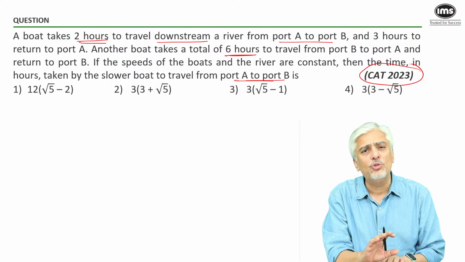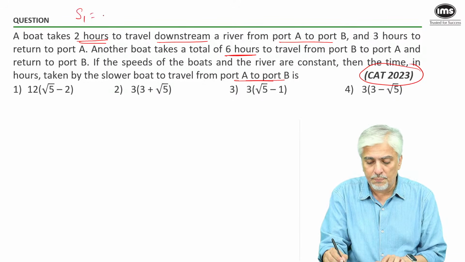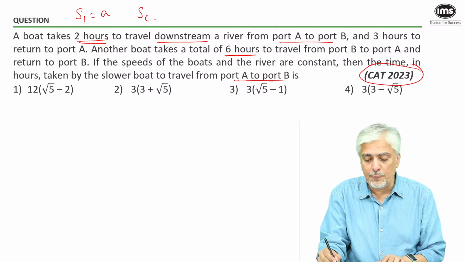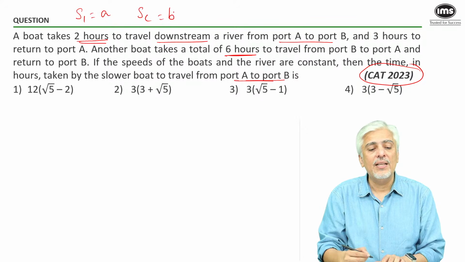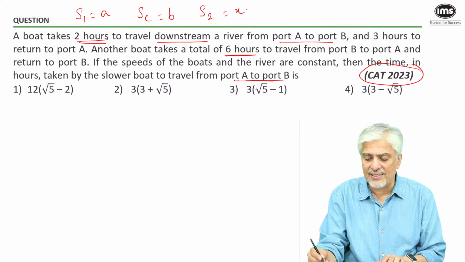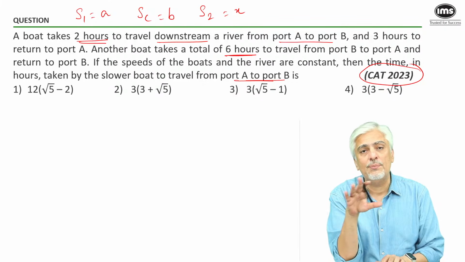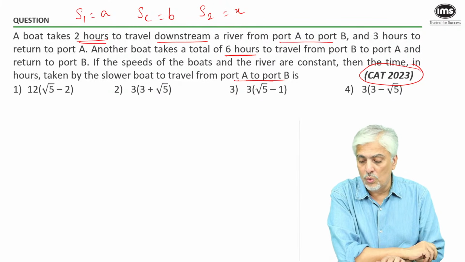Normally, the normal approach which I always use: let the speed of the first boat be A, let the speed of the current be B, and let the speed of the second boat be X. These are the three things in the question: speed of the first boat, speed of the second boat, and current. Now, what do we want to do? Let's look at the first case.